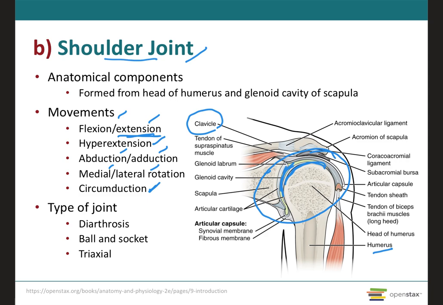Now, because it does all these movements, we can definitely classify it as a triaxial type of joint and a ball and socket, because the ball will be the head of the humerus and the socket will be the glenoid cavity or glenoid fossa.